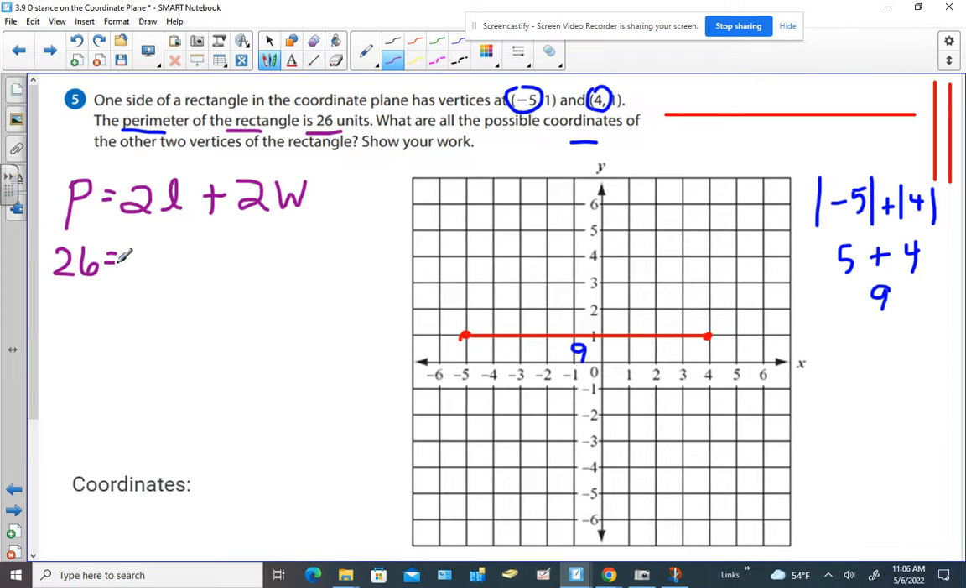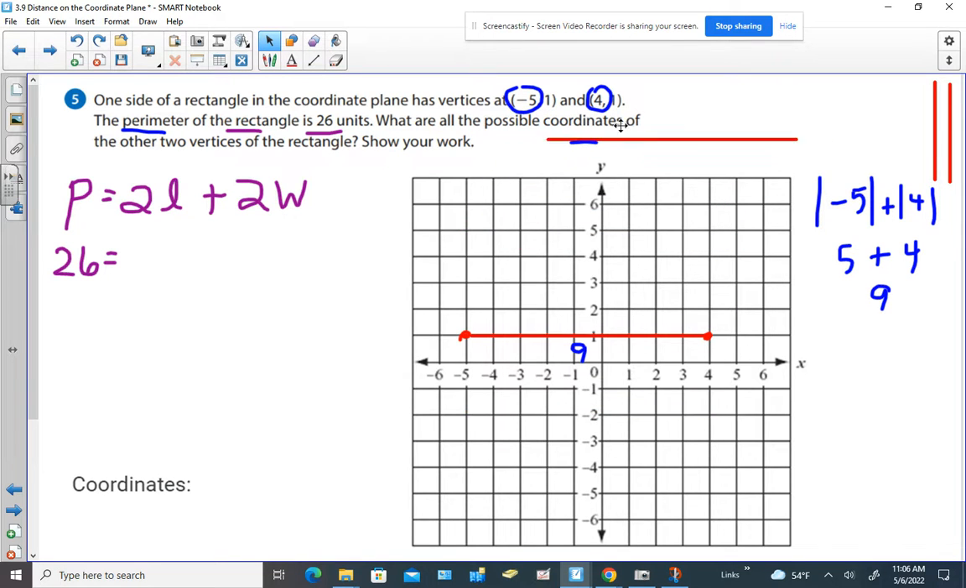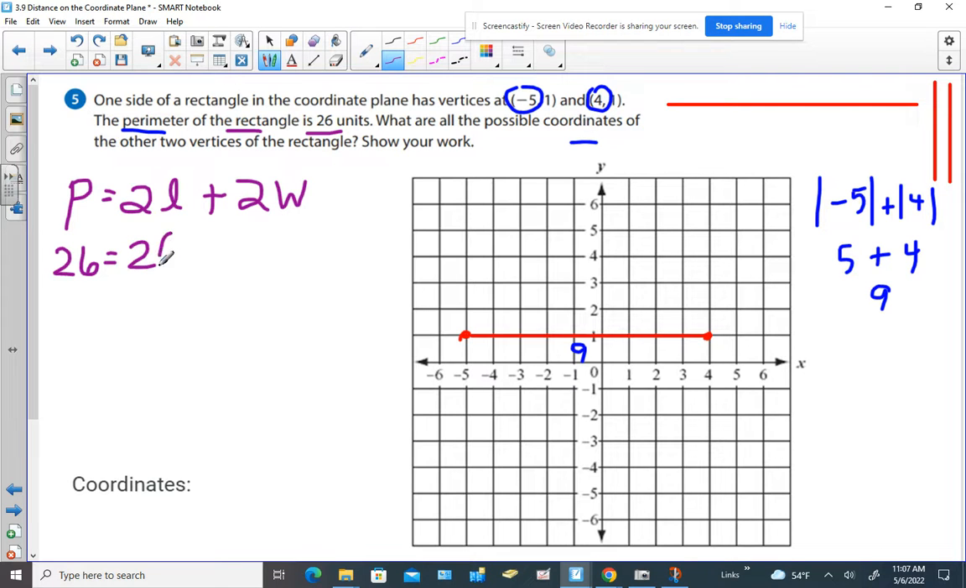Now we also know one of the dimensions. We know one of the dimensions is 9, and we also know that we're going to have 2 of those because opposite sides of a rectangle have congruent lengths. So again, we don't know if it's going to be above it or below it, but we do know we're going to have an opposite. We have 2 of the lines that'll both be 9. Now what are we trying to figure out? We have to figure out what the width of this thing would be, because we're going to use that to figure out what the vertices of the other parts of the rectangle could be.